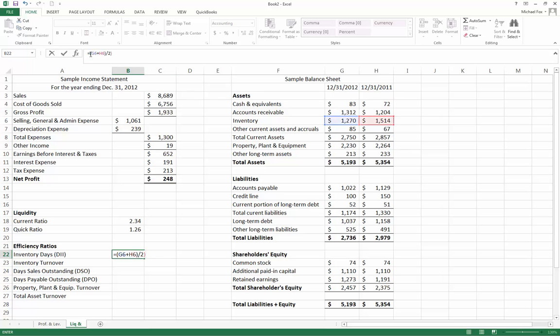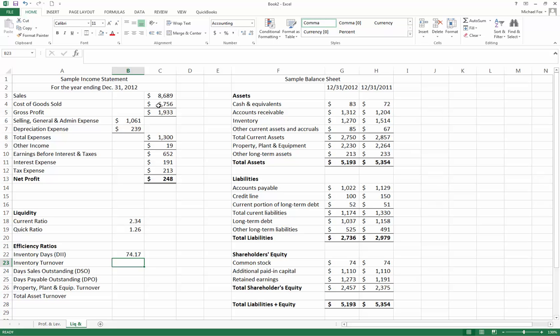If you're interested in how I'm doing this in Excel, then watch carefully. So that whole thing, which is last year's inventory plus this year's inventory divided by 2, we're going to divide that whole thing by our cost of goods sold divided by the number of days in a year, 360 in this book. And that's going to give us our inventory days of 74.17.